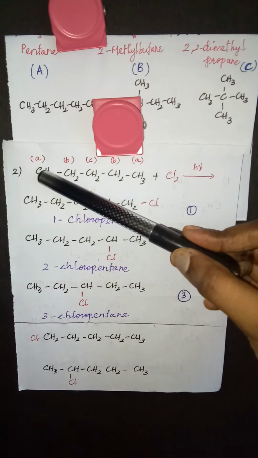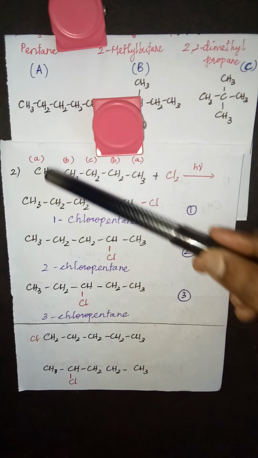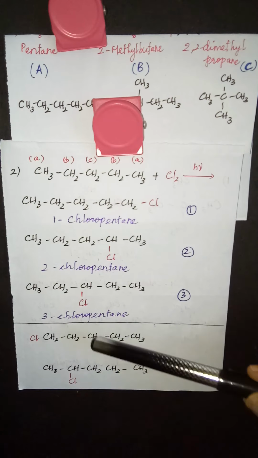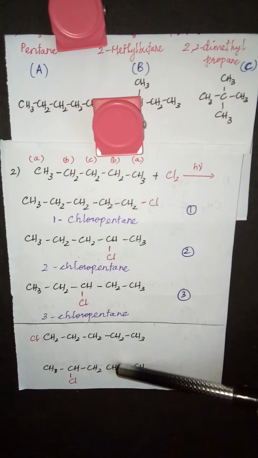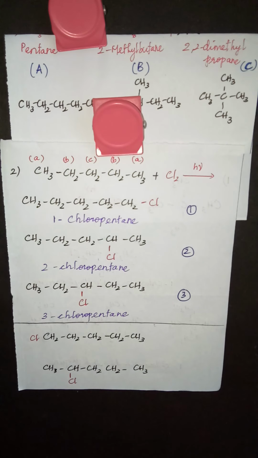If I replace this one, for example, I get again 1-chloropentane. If I replace this, I get 2-chloropentane. So this and this are same, and this are same, so it is taken only once. So totally 3 products you get.